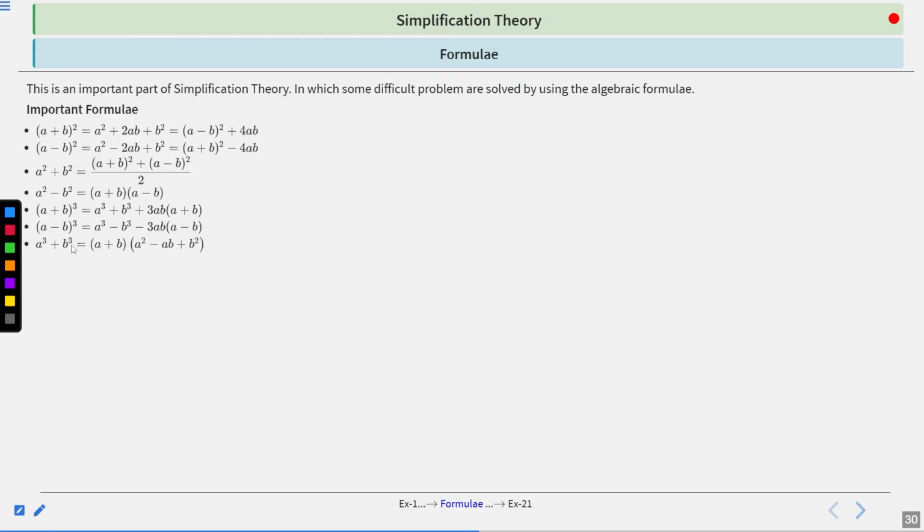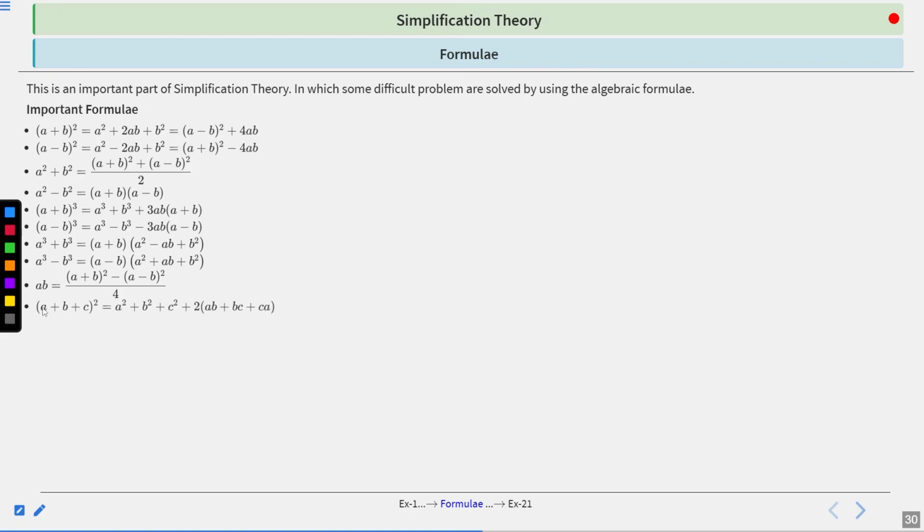a cube plus b cube equals (a plus b) in the bracket (a square minus ab plus b square). Next one. a cube minus b cube equals (a minus b) in one bracket, in another bracket (a square plus ab plus b square). Next one. ab, if we need to calculate directly, we can use the formula (a plus b) whole square minus (a minus b) whole square upon 4.